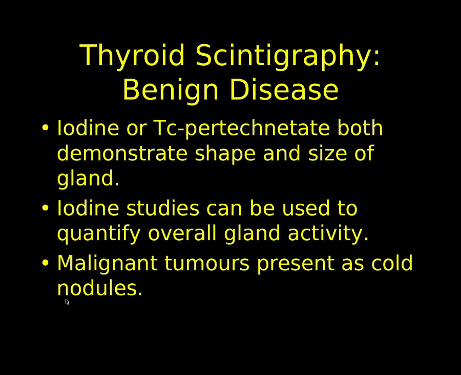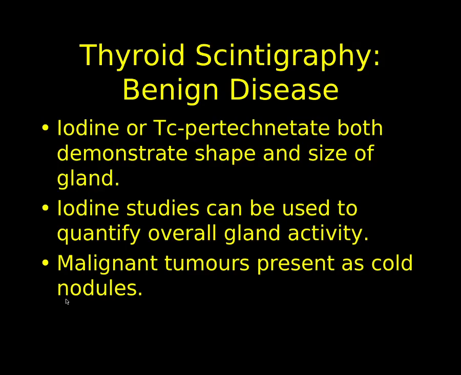So, as I mentioned, we can use iodine or technetium pertechnetate, that's the free form of technetium which comes out of the generator, to demonstrate the size and shape of the gland and get a rough idea of activity. But if we want to do accurate quantification studies, we need to use iodine. And as I mentioned before, malignant tumours tend to present as cold nodules in the thyroid gland. It's only really case report stuff where hyperfunctioning cancers of the thyroid gland have been described. It's very rare. Now, sometimes people say to me, well, this is very strange.